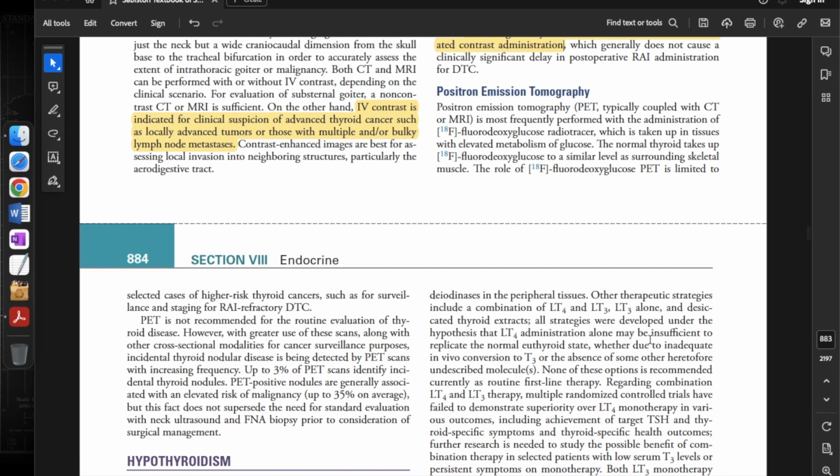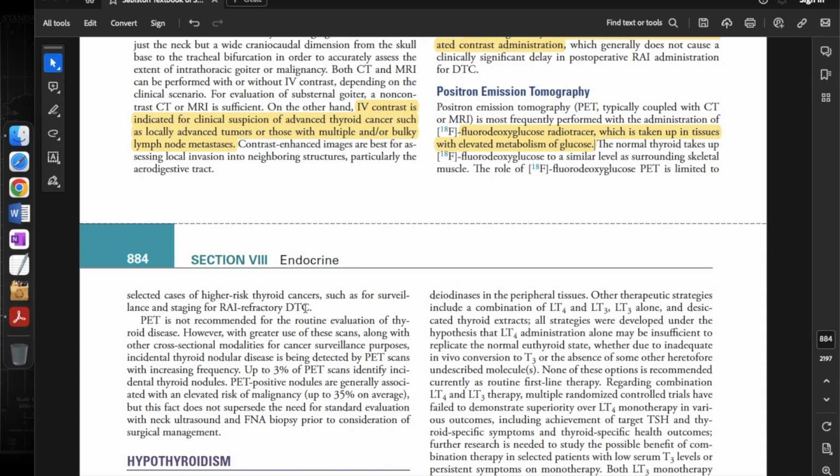Another modality is positron emission tomography, known as PET. The PET, typically coupled with CT or MRI, is most frequently performed with the administration of fluorodeoxyglucose radiotracer, that is FDG, which is taken up in tissues with elevated metabolism of glucose. The normal thyroid takes up FDG to a similar level as surrounding skeletal muscle. The role of FDG PET is limited to selected cases of high-risk thyroid cancer, such as for surveillance and staging of RAI refractory DTC. PET is not recommended for the routine evaluation of thyroid disease.